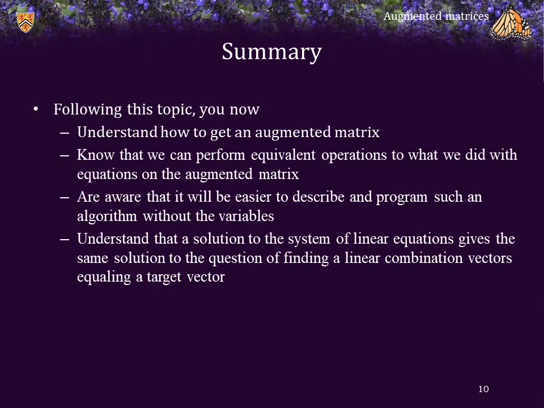Following this shorter topic, there's a lot of information in here. You now understand how to get an augmented matrix. You know that we can begin to perform equivalent operations to what we did with equations, but we can perform those row operations on the augmented matrix. You are now aware that it will be easier to describe and program such an algorithm without the unnecessary variables. And finally, you understand that a solution to the system of linear equations gives the same solution to the question of finding a linear combination of vectors equaling a given target vector.